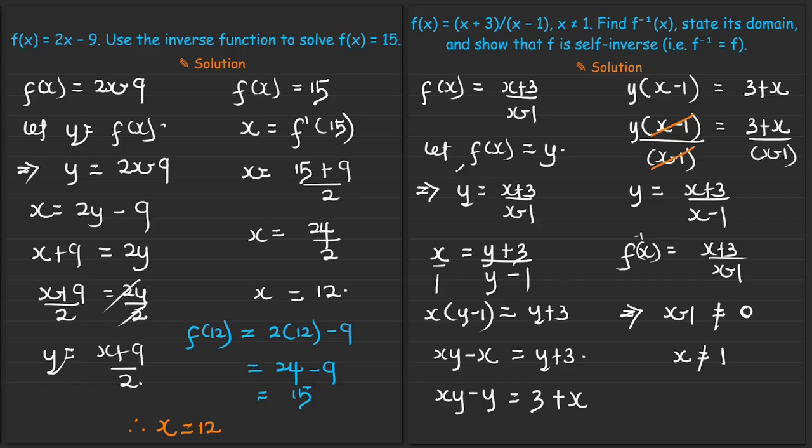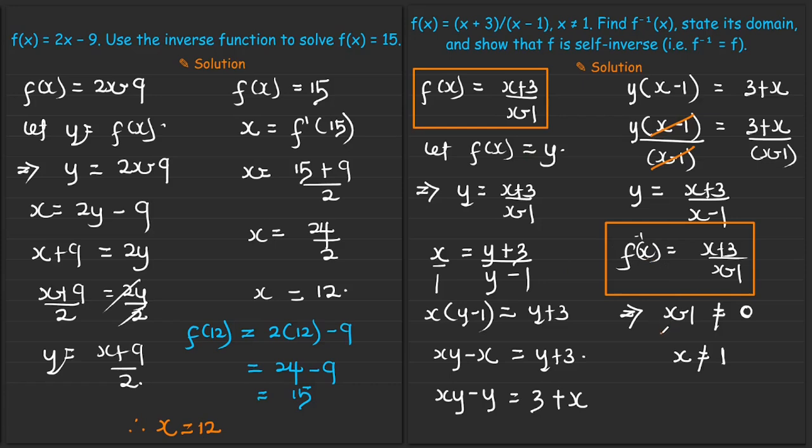Now, if you look at the function, it says we should show that f is a self-inverse. Look at the function f of x. Look at the value it gives us. Now, let's compare that to what we have over here. We are comparing this function, that is f of x equals x plus 3 all over x minus 1, and then look at the inverse we were able to solve. x plus 3, x minus 1. What do you see? They're actually the same thing. So this is what we say, the function is a self-inverse.